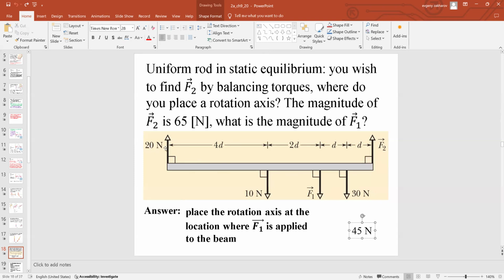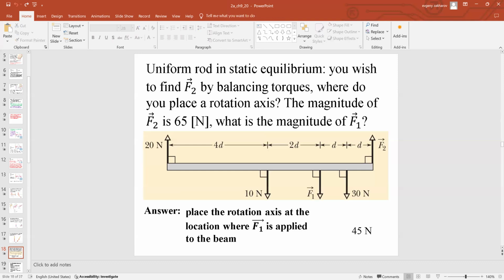Well, let's do all the top forces. 20 plus 65, you have total 85 up. So 85 up. You got 10, 30, and something unknown down. 10 plus 30 is 40. And you need the balance of forces. You need all the forces to add up to 0. So F sub 1, yeah, it should be 45, because 45 plus 10 plus 30, that will be the counterbalance for 65 and 20 upward.